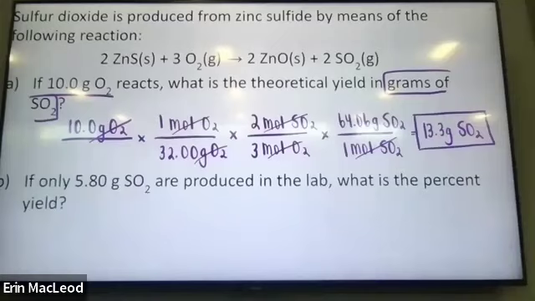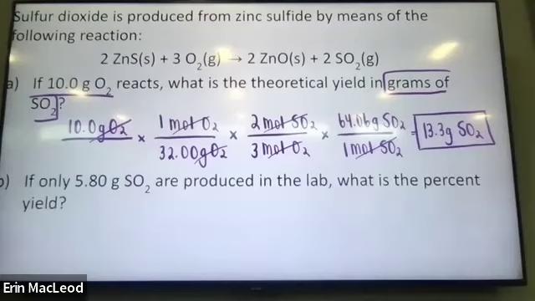So this means if I was doing this reaction in the lab and I measured out 10 grams of oxygen and I reacted it with the zinc sulfide, which you'd obviously have to have plenty of there, if I could capture my SO2 that's being produced, I should make 13.3 grams. That's the most. All right.